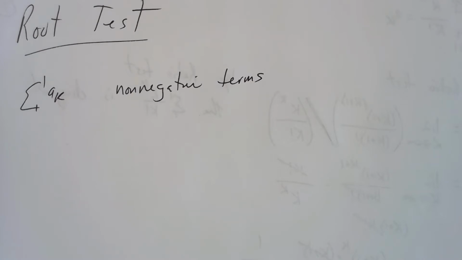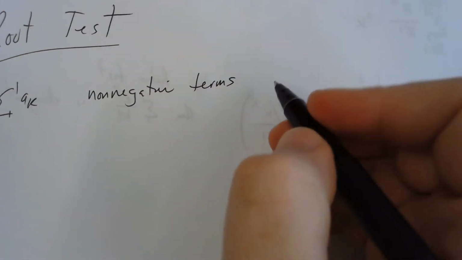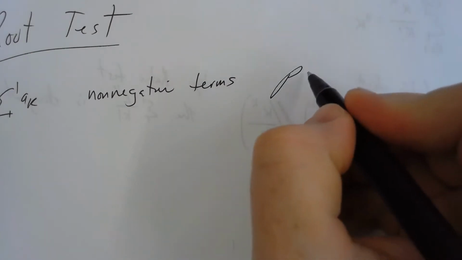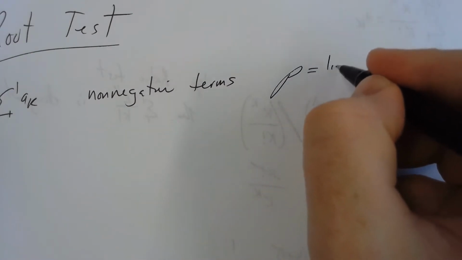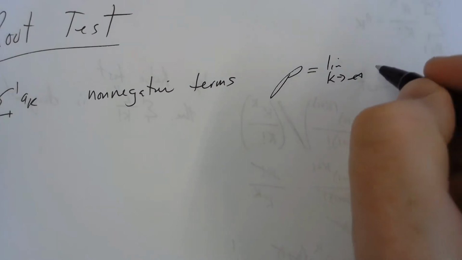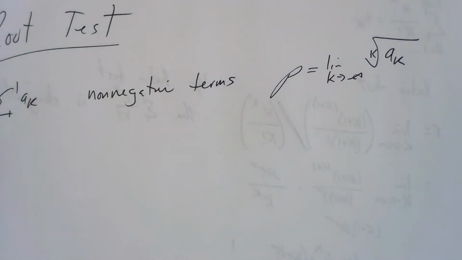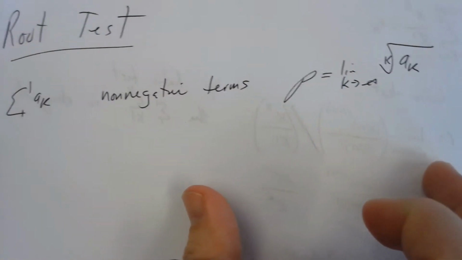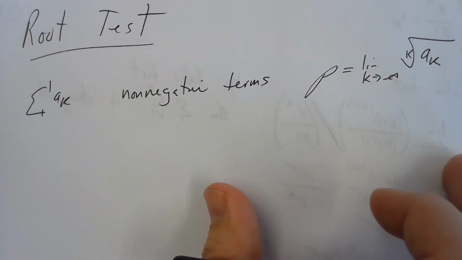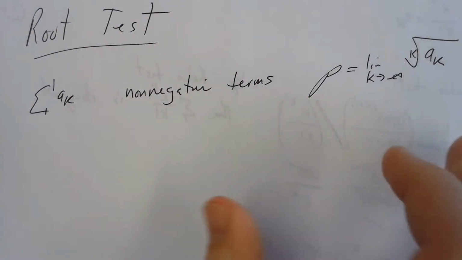Again, it's a root test, so we're going to take a radical. Then we're going to look at this thing called rho, and we're going to denote that rho as the limit as k goes to infinity of the kth root of a sub k. Unlike the ratio test, where we compare the term to the next term in a ratio format, which is why it had to be positive and not zero, this one just refers to non-negative terms, because it could still be zero. I could have a zero inside this radical.